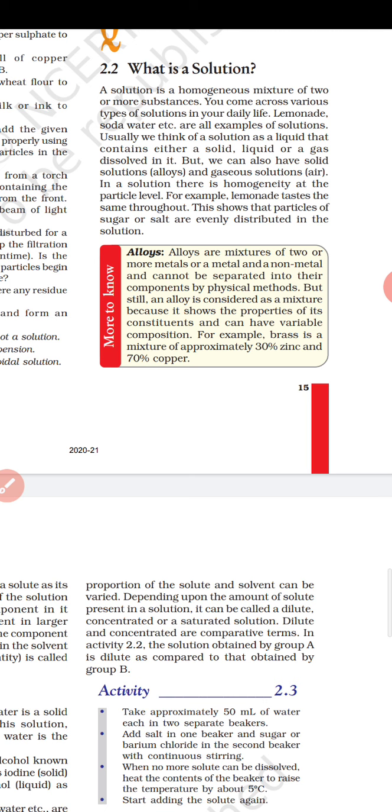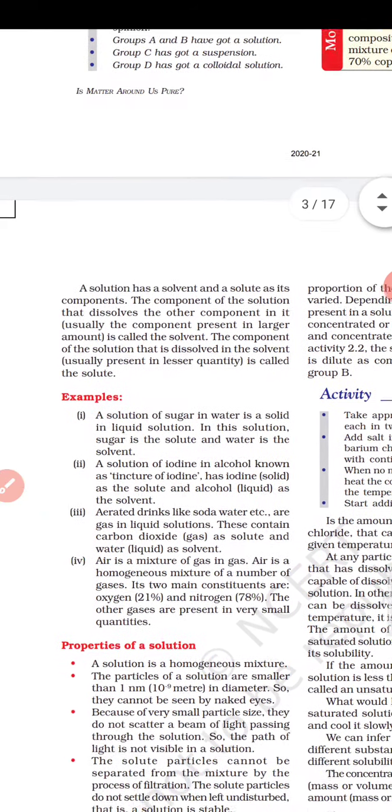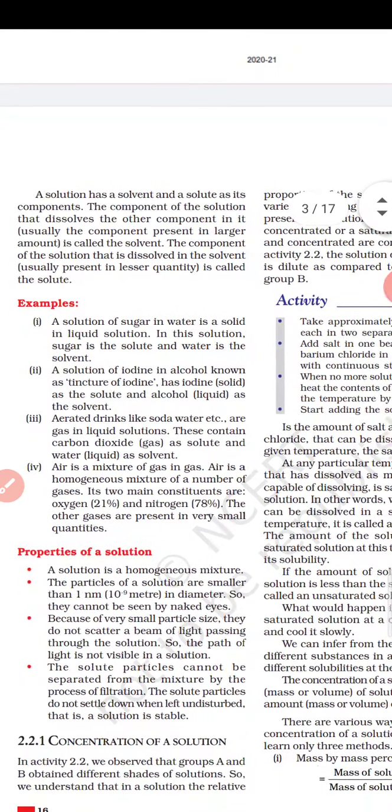You can write down the names of some other alloys in your notebook. You have to write the definition of alloys and give some examples. Now see the next page. These are examples of different types of solution. A solution of sugar in water is a solid in liquid solution. In this solution, sugar is the solute and water is the solvent, as you have seen in this PPT.